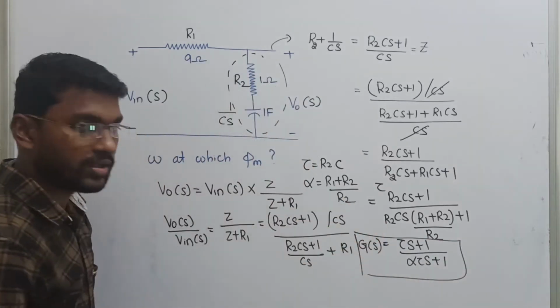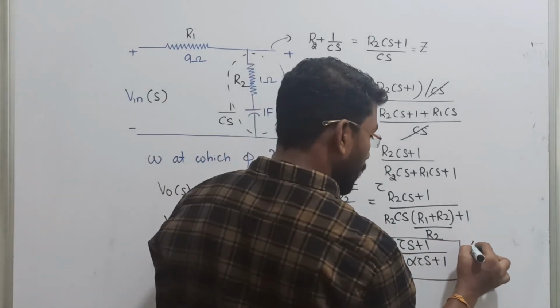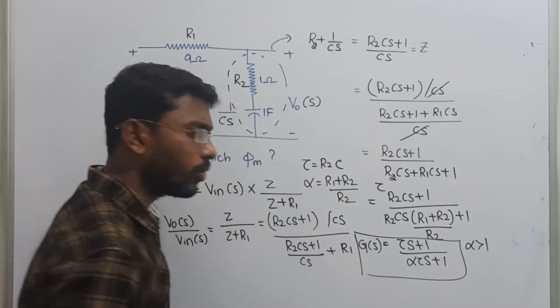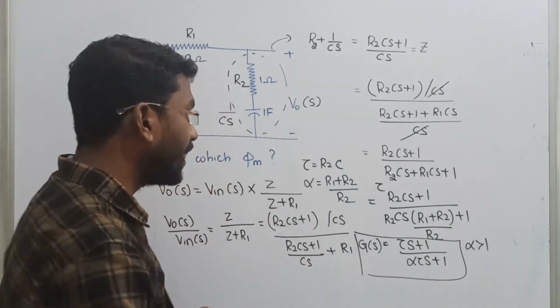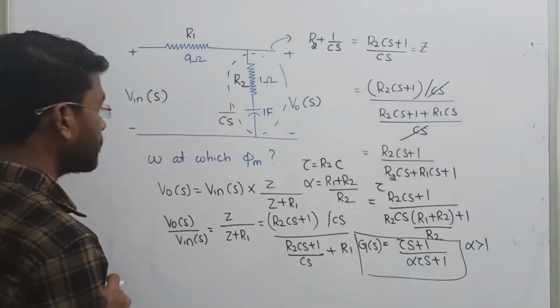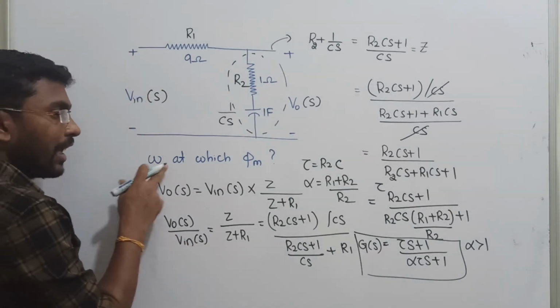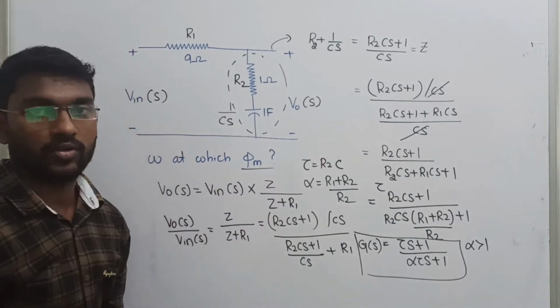Already we have observed these things, whereas the value of alpha for our lag compensator is going to be greater than 1. That is the amplification factor. Okay, that is what we have concluded already. Getting back to the system, the question is, find out the value of omega at which we are going to observe the maximum frequency, right?